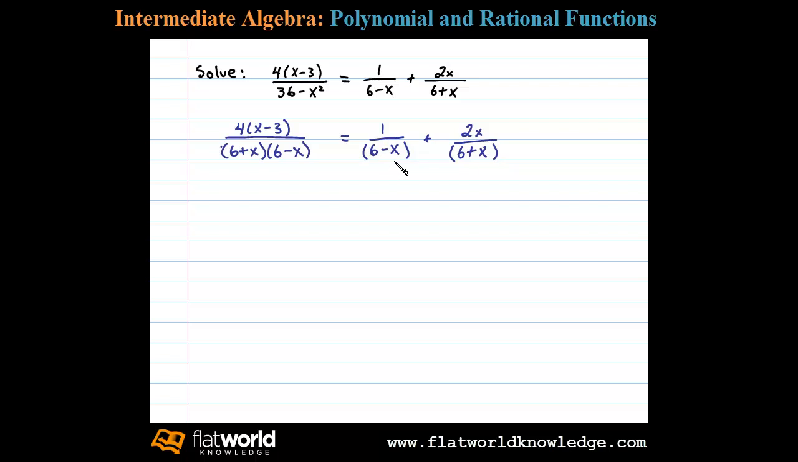It should be clear that x equals 6 will be a problem. 6 minus 6 is 0 in the denominator, and also x equals negative 6 is a problem. And so we'll make a note that x cannot equal plus or minus 6. Once we do that, we'll then multiply both sides by the LCD, which in this case is 6 minus x times 6 plus x.